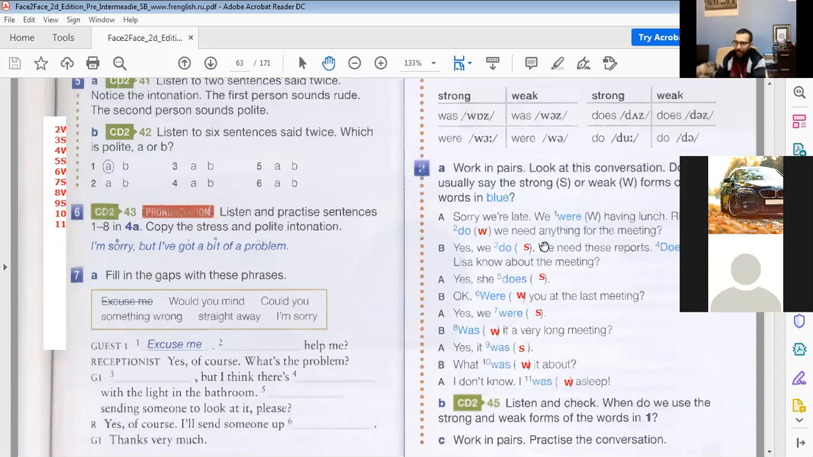Right, Do we need anything for the meeting? Need anything for the meeting. Need stressed, anything stressed, meeting stressed.